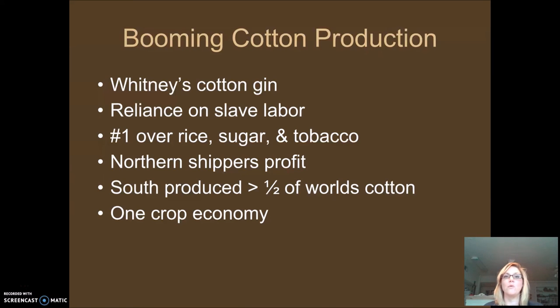And they really did become a one-crop economy. And remember, I said earlier that an agricultural economy is dangerous just in general, but it is especially dangerous when you put all of your eggs in one basket, or all of your crops in one basket, however you want to look at it. And cotton is also really difficult. It's hard on the land, and so it requires an expansion.